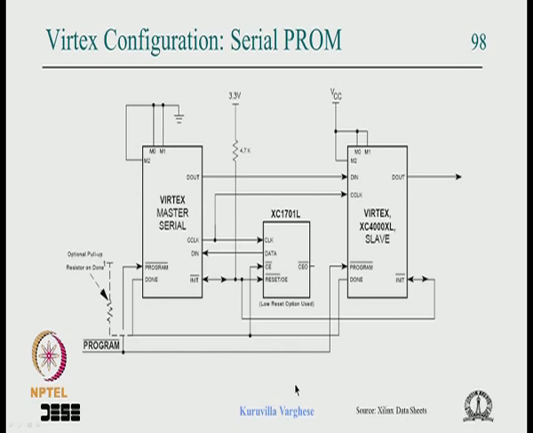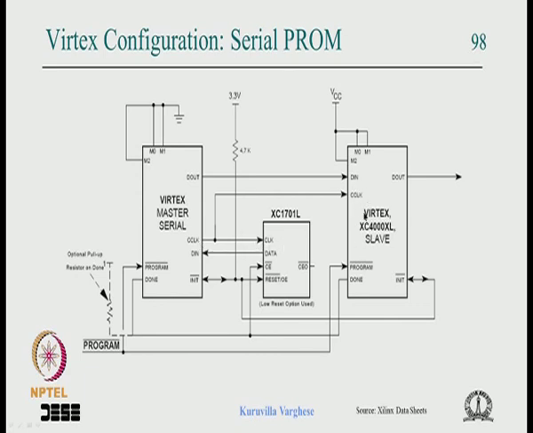So this shows a serial configuration where one FPGA is a master and another FPGA is a slave, which is configured by the mode pins. 3 mode pins are there; in the current FPGAs there are only 2 mode pins. See, this is in the master mode and this is in the slave mode, and you can see there is a serial PROM. The clock for the serial PROM is given by the master FPGA.